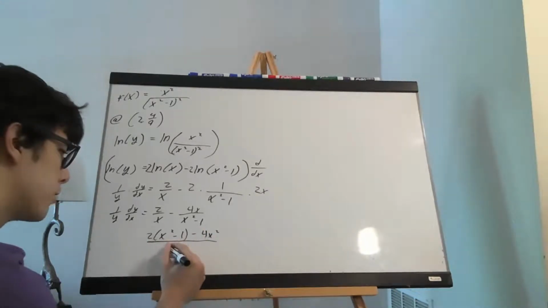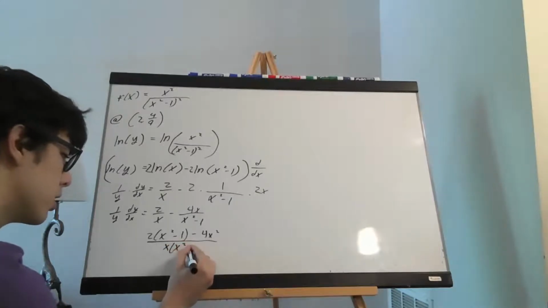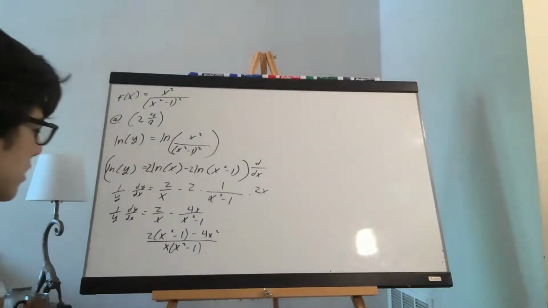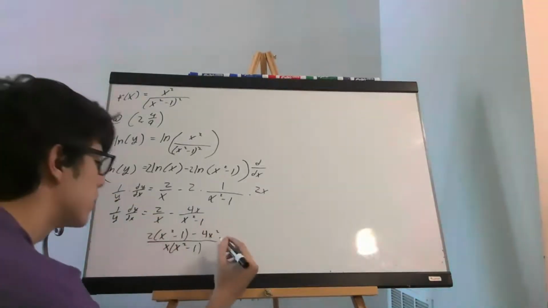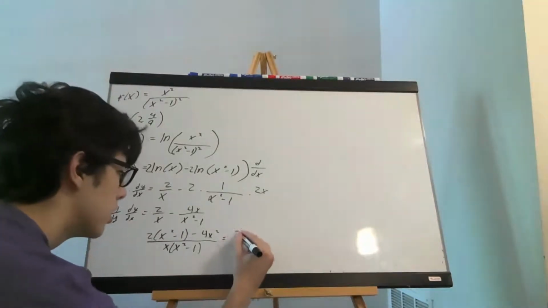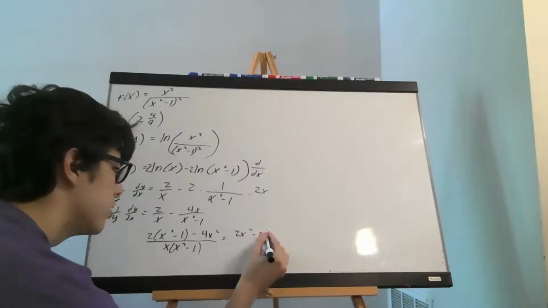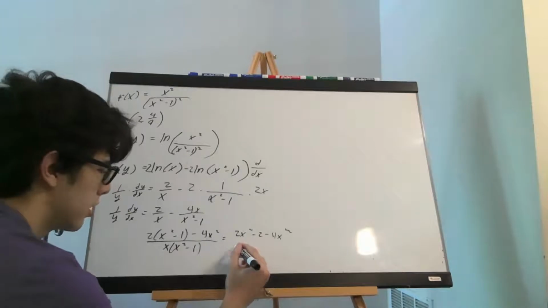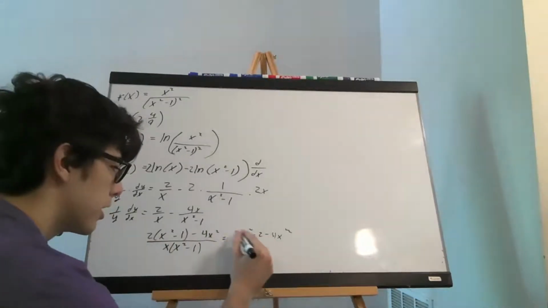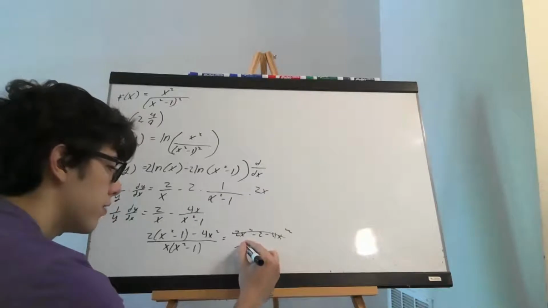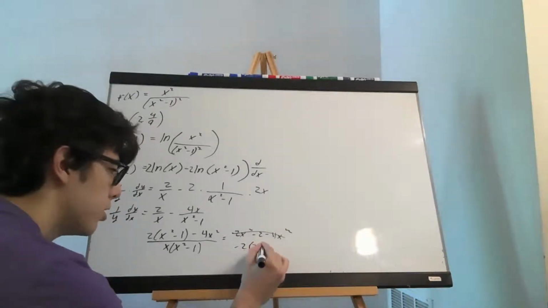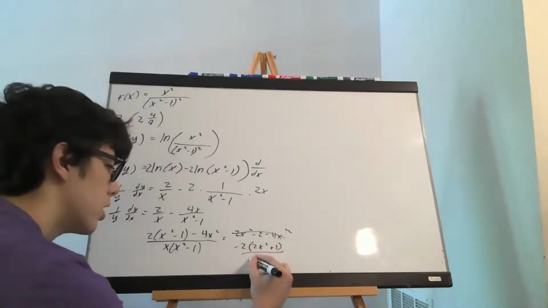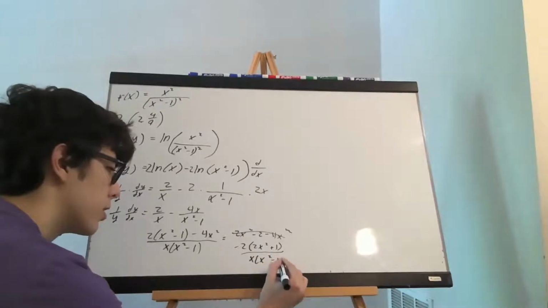And all I did was just cross multiply. I just kind of did it in my head because I figure if you're in calculus 1, you probably know how to add and subtract fractions. So let's see what this gives us. We end up getting 2x squared minus 2 minus 4x squared, which just gives us, I'm just going to write it over here, negative 2 times 2x squared plus 1 over x times x squared minus 1.